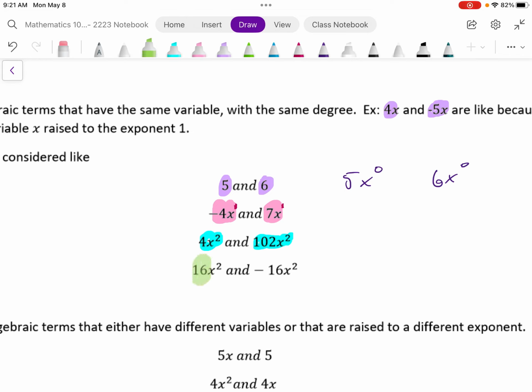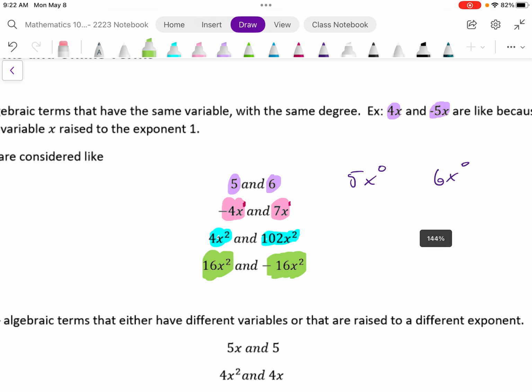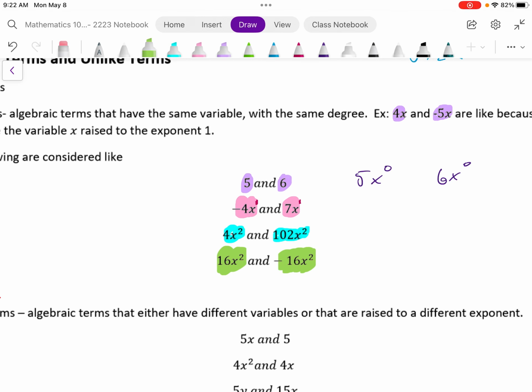Last but not least on our list, 16x squared and negative 16x squared are like. Same variable, x, raised to the exponent 2. So we consider these like. And we can add or subtract like terms because they can be grouped as having the same elements. So we can add apples to apples, but not apples to oranges.